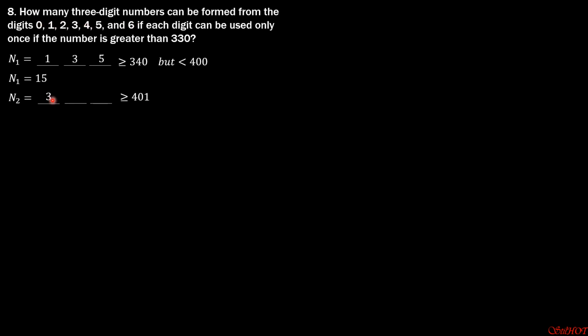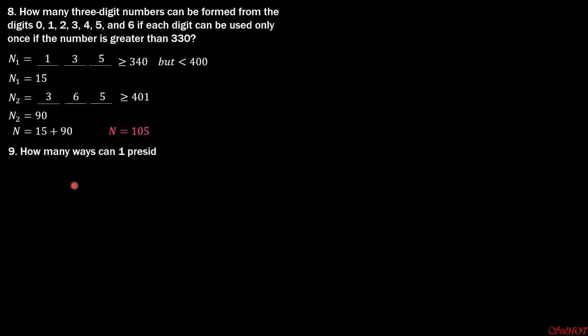So after assigning a digit here, there will be 6 digits left and all the 6 can be assigned here. So there are 6 ways to assign a digit here, but only 1 is assigned. So 2 numbers are already assigned, 5 left. So there are 5 ways to assign a digit in the remaining position. So by the fundamental principle of counting, 3 times 6 times 5 is 90. Therefore, the total number of 3-digit numbers greater than 330 without repeating the digit is equal to 15 plus 90, which is 105.